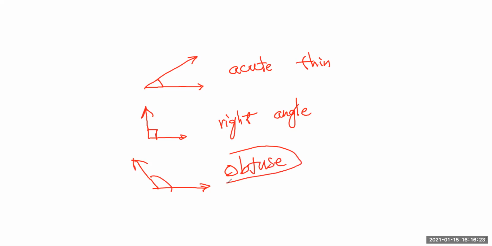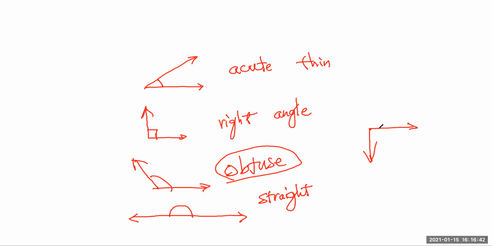You see, this is really a Greek word. And then if it's a straight line, 180, that's called a straight angle, because we have a straight line. And if something is bigger than 180 but less than 360, this is called a reflex angle. So we basically have five kinds of angles.